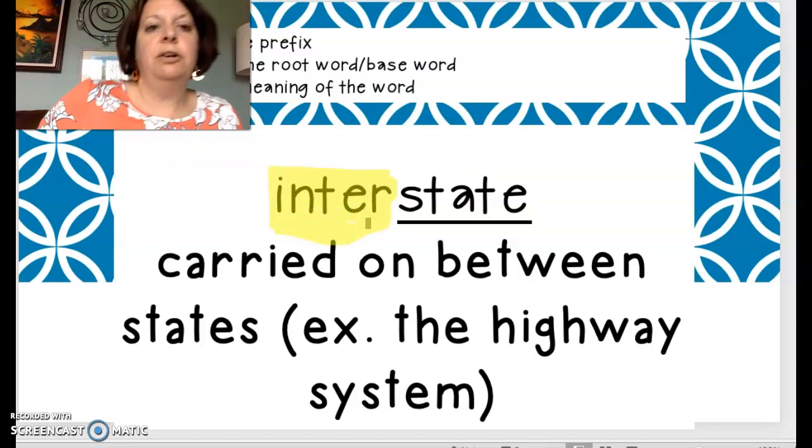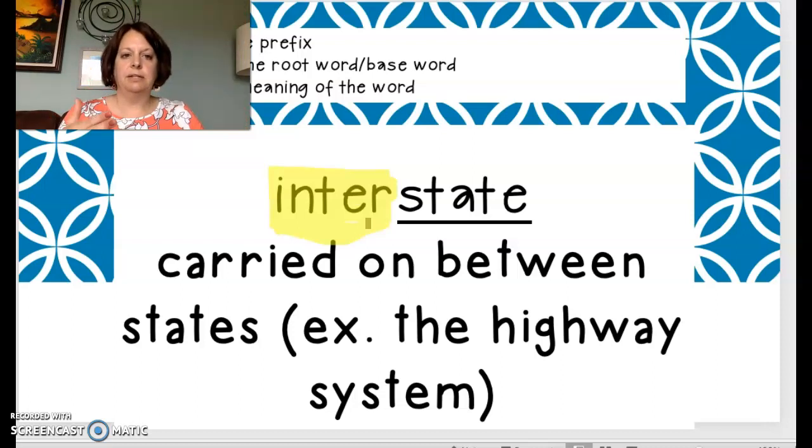If we didn't have interstates, what would happen is, let's say I'm driving and I get to Iowa. Whoop, there's no road there. I can't keep going. I have to stop and figure out how I'm going to get to Iowa because the road stops. So interstate highways really come in handy because they're connecting each of the lower 48 states all together. So interstate is carried on between the states.